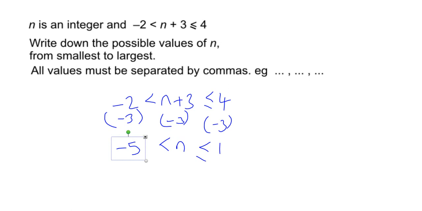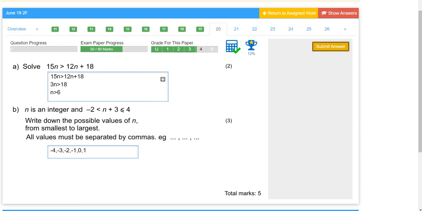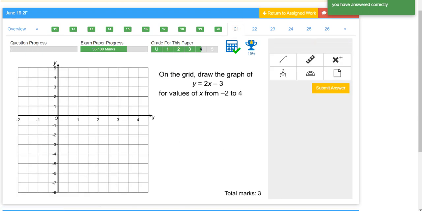So what could it be? Well, let's talk about my positives. Could be 0, could be 1. Okay, what about my negatives? Well, it could be negative 1, negative 2, negative 3, negative 4. Could it be a negative 5? No, it can't, because it's greater than negative 5. So that's going to be my list, and I'm going to stick that into MathsWatch. And I've done that and hit submit answer. And then our grade 4 is becoming more secure.